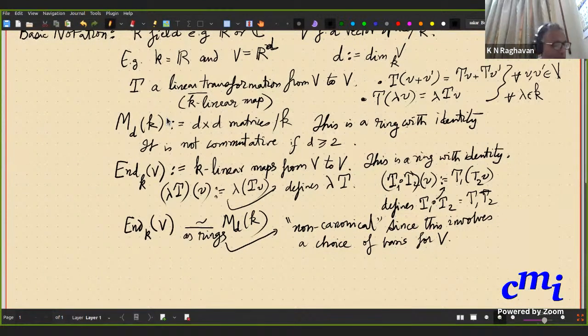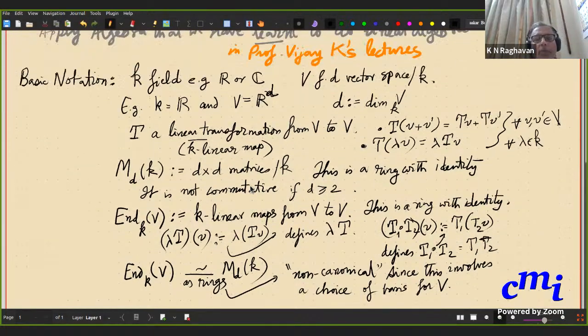So I will just give you an example here. You can think of this T as a matrix, but that is coordinate dependent, in the sense that it depends on the choice of a basis for V. Let me give an example, but before that, perhaps I should stop here and ask if you have any questions. Are you comfortable with this level of abstraction, or is this too abstract, or is this fine?